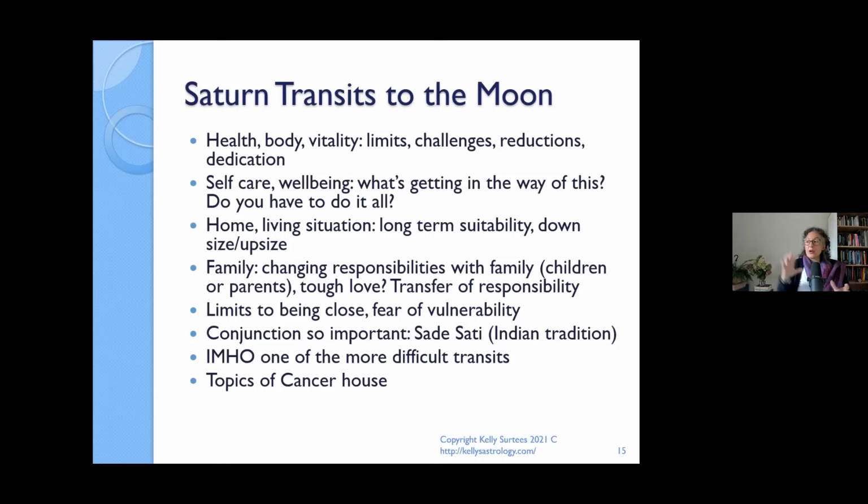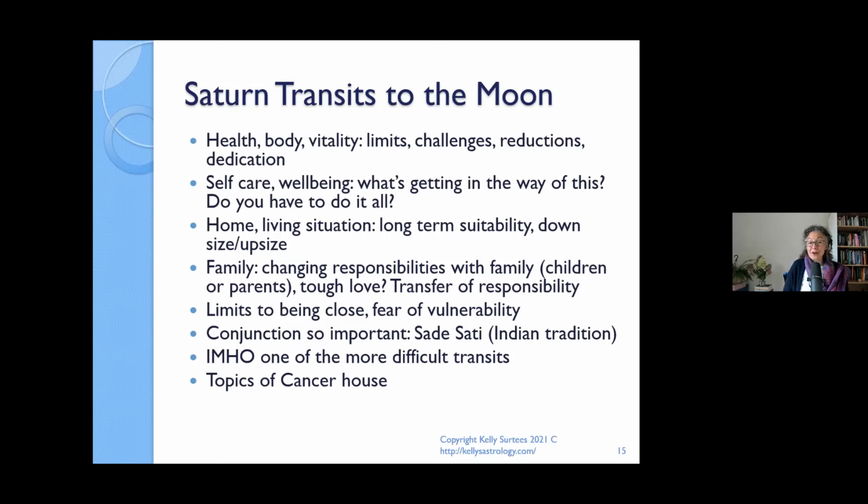So whether we go up or down depends on your personal chart, but it's very common to do some restructuring around our home and our living situation. If we're not moving under a Saturn moon transit, there can be some sort of repairs or maintenance that are required to our home situation.